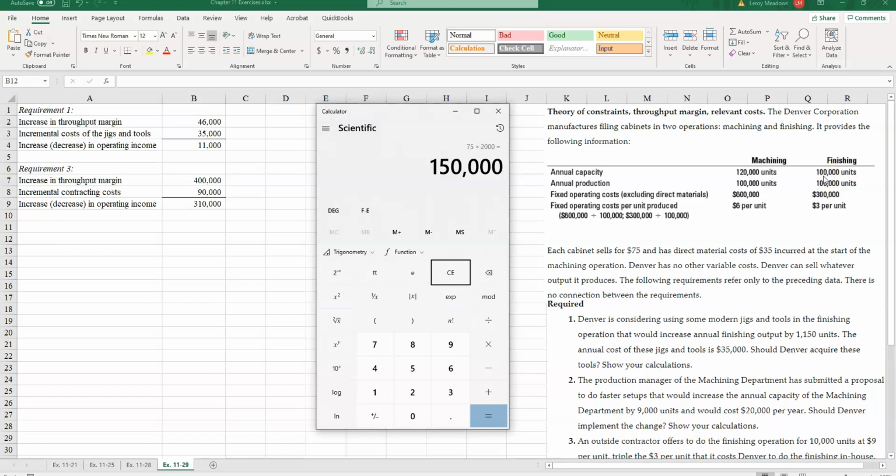So there are a number of things to look at with the bottlenecking and constraints.